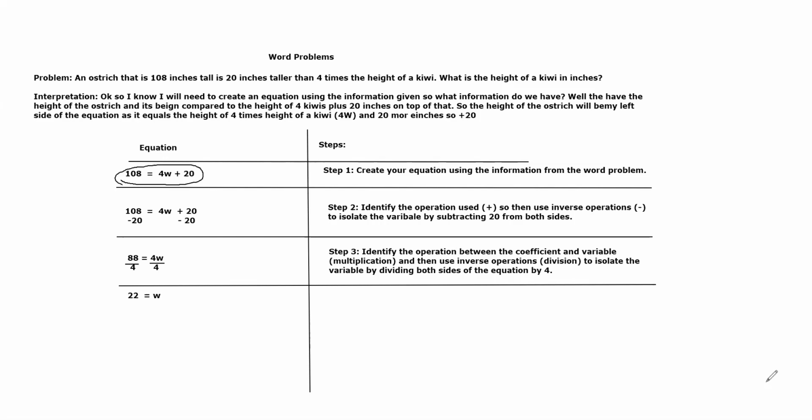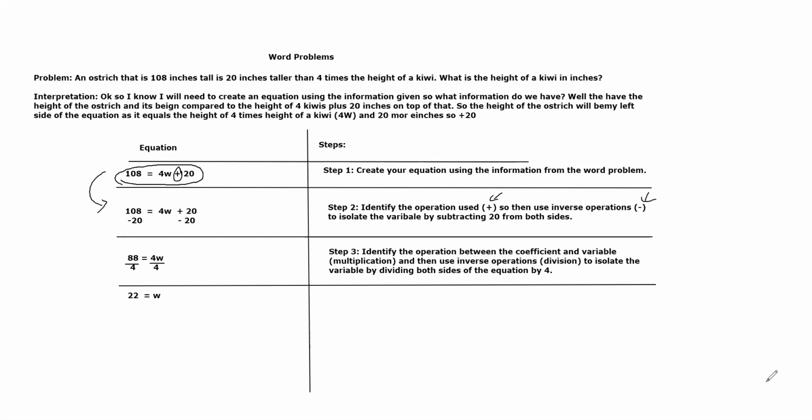Cool. Step one. That's my equation. All right. Now we move on. Step two. Identify the operation used. So in this case, again, the only operation that I have here in my original equation is plus, right? So that's my original operation. I've identified it. I know it's plus. So I need to use inverse operations now. The opposite of addition is subtraction. So now I'm going to have to subtract whatever I was adding, right? So in this case, I was adding 20.